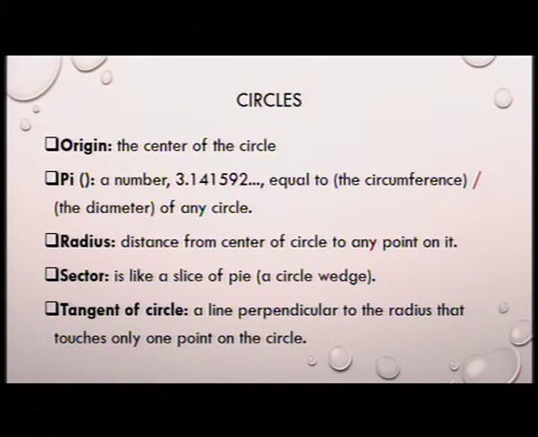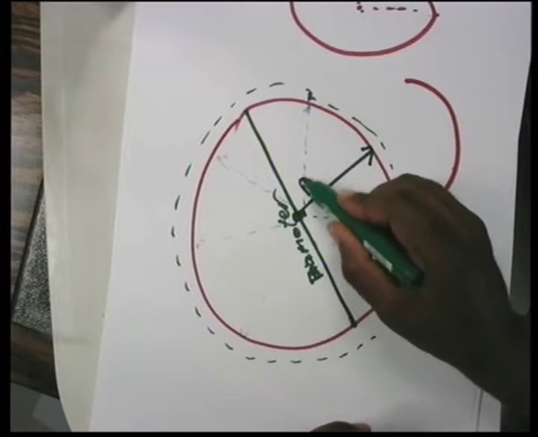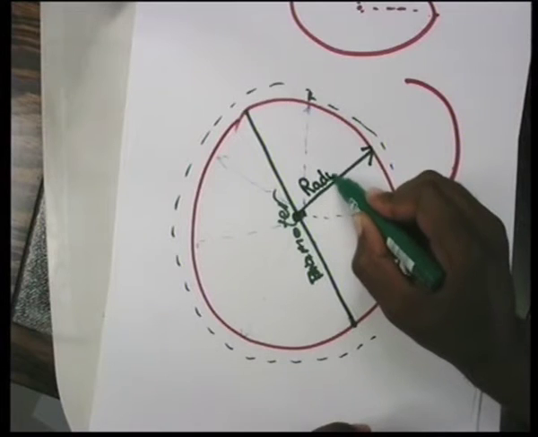Now the radius is the distance from the center of the circle to any point on the circle. So where is our radius on this one? When we look at this one, the radius will be from there all the way up to there. That distance there is called the radius.